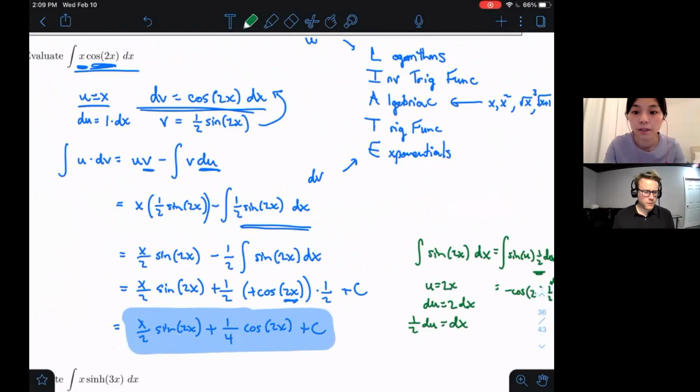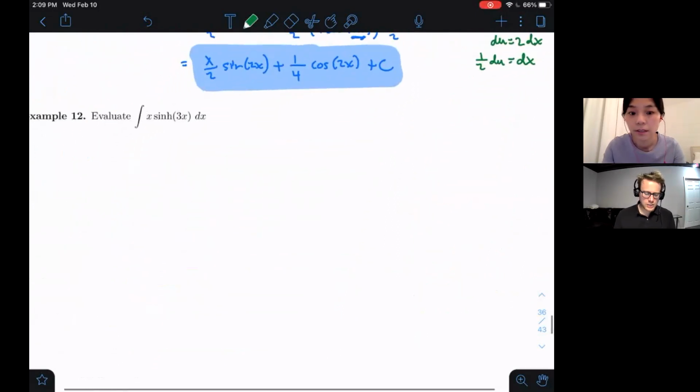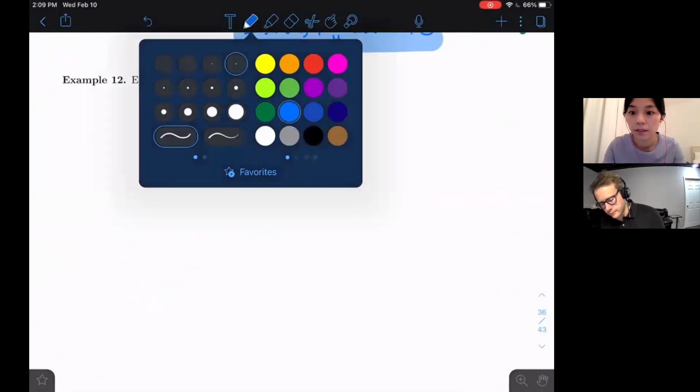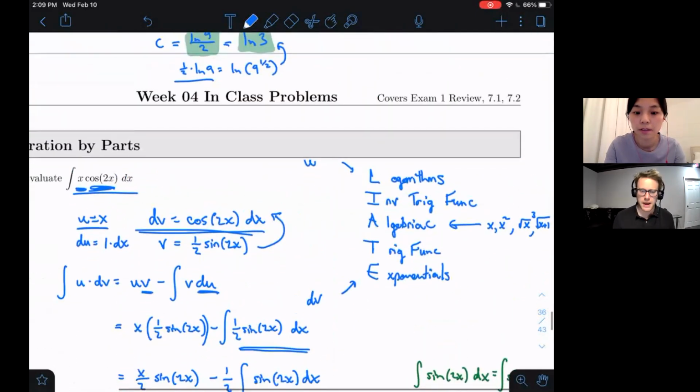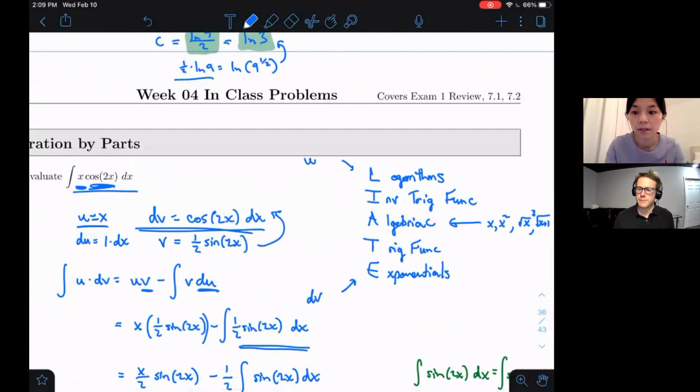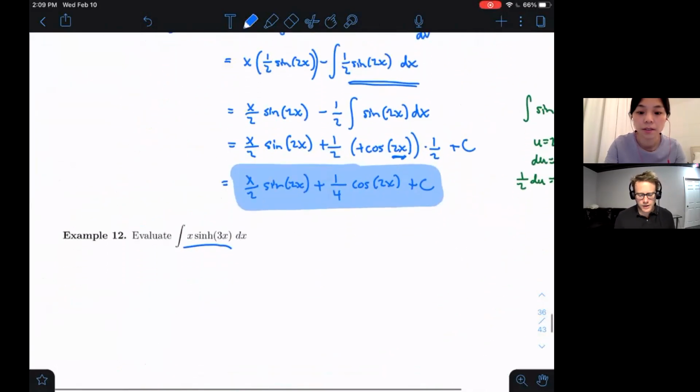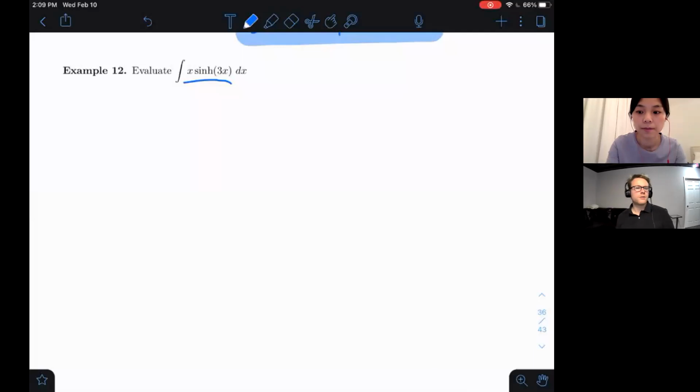All right, why don't we go ahead and try this next one here. Notice that we have a hyperbolic sine. That's a little bit interesting. I don't have anything in my rule here about the hyperbolics. But I'd like to give you maybe 90 seconds or so to try this one out, see what you would do here, and then we'll spoil the surprise together.